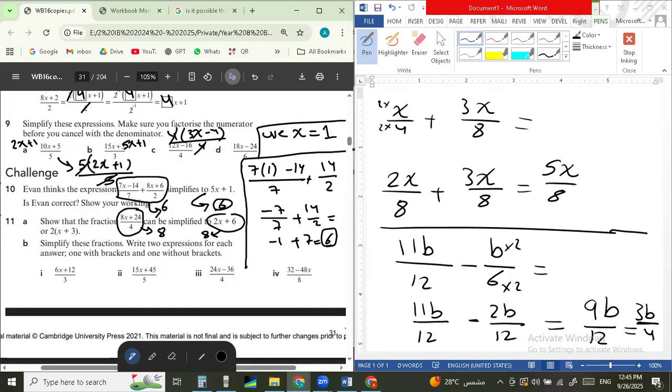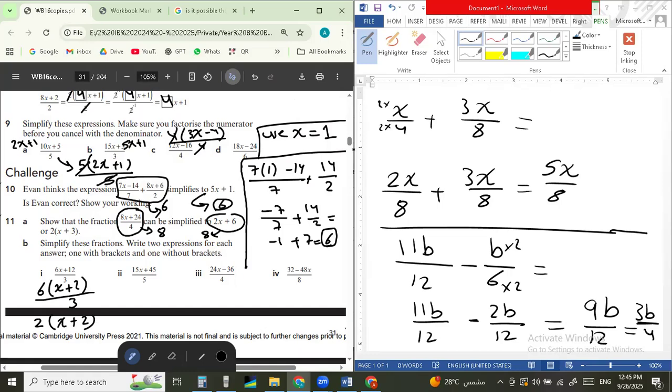Question B here: simplify these fractions, write two expressions for each answer, one with brackets and one without brackets. All right, so here I'm going to use the same thing exactly. 6x plus 12 over 3. I have to factorize, so I'm going to take 6 out. Here I will have 6x divided by 6 is x, positive 12 divided by 6 is positive 2, over 3. 6 divided by 3 is 2. So it is 2 times x plus 2.